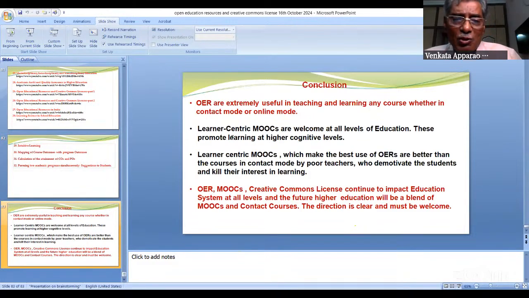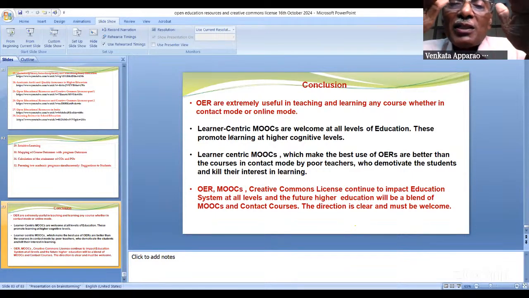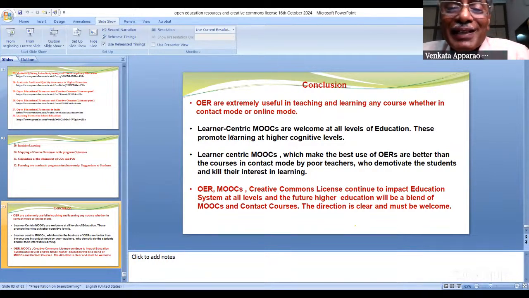Now, conclusion. OER, open educational resources, are extremely useful in teaching and learning any course, whether in contact mode or online mode. Learner-centric MOOCs are welcome at all levels of education. These promote learning at higher cognitive levels like apply, analyze, evaluate, create in terms of Bloom's taxonomy. Learner-centric MOOCs, which make the best use of OERs, are better than the courses in contact mode by poor teachers who demotivate the students and kill their interest in learning.